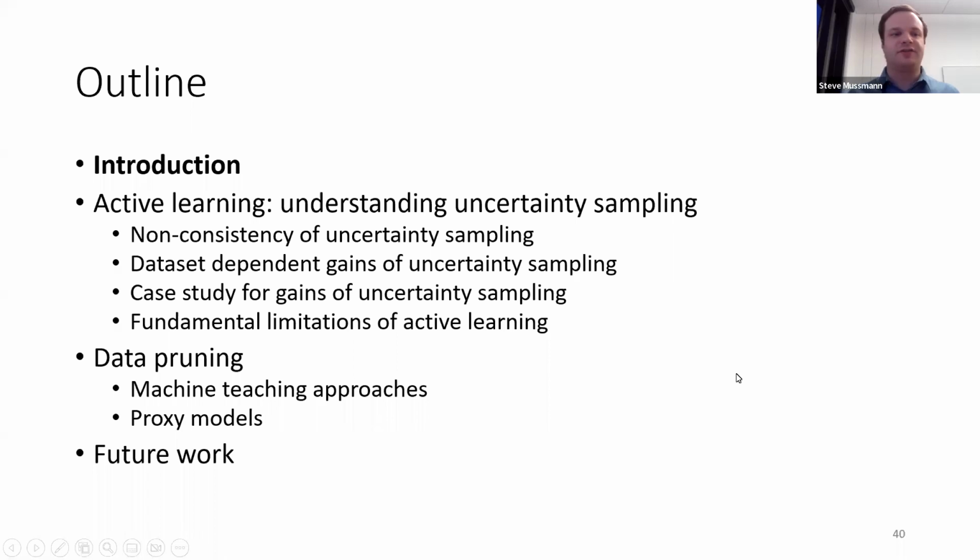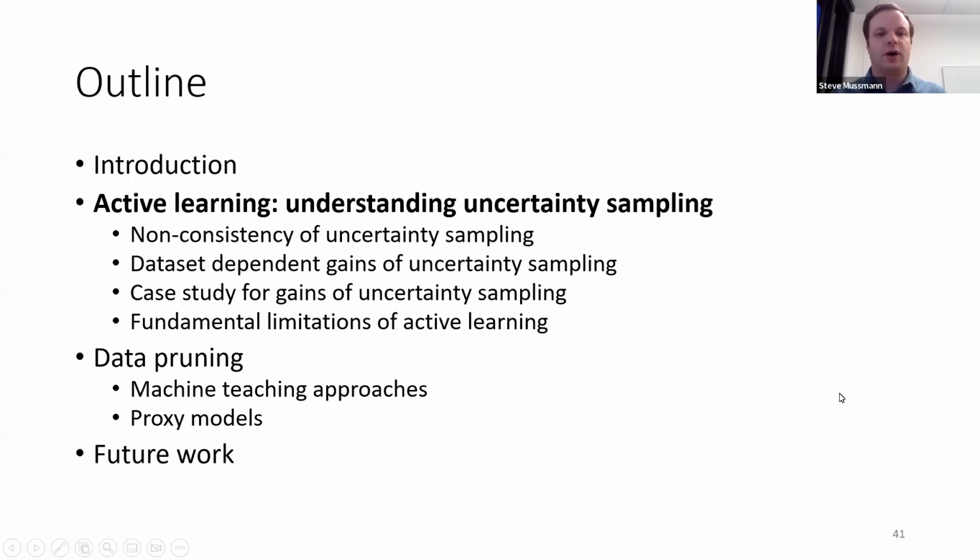All right, that concludes the introduction. I've divided this talk into 2 main parts. First, active learning. I'll cover 4 projects I've done on understanding uncertainty sampling, one particular active learning algorithm. And later I'll transition to data pruning and look at some machine teaching approaches and some other approaches we've developed. And finally, if I have time at the end, I'll go through future work.